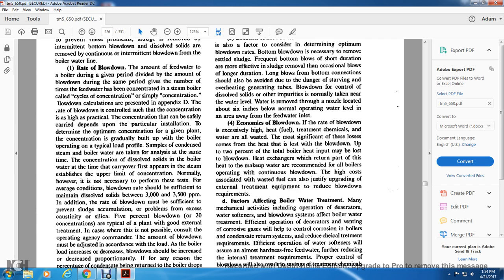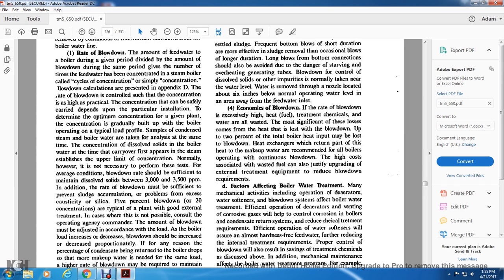Concentration is gradually built up with the boiler operating with a typical load profile. Samples of condensed steam and boiler water are taken for analysis. At the same time, the concentration of dissolved solids in the boiler water at the time the carryover first appears in the steam helps establish the upper limit of the concentration. Normally, however, it is not necessary to perform these tests. For average conditions, the blowdown rate should be sufficient to maintain dissolved solids between 3,000 and 3,500 parts per million.